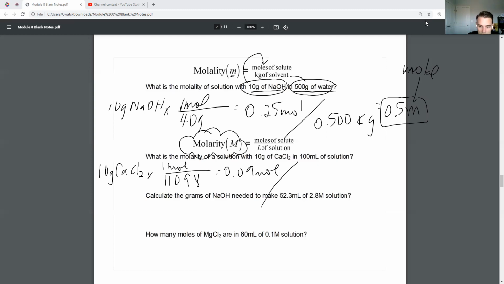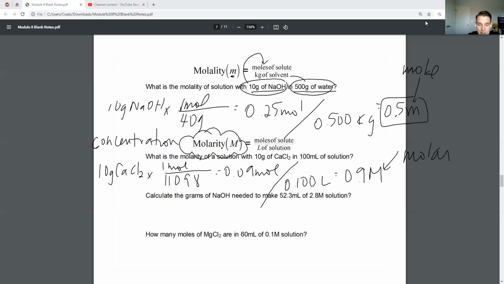And I'm going to divide that by 0.100 liters, because that's 100 milliliters into liters. And that gives me 0.9. And my unit is going to be a capital M. So that would be referred to as molar. So it's 0.9 molar. And molarity is concentration. Okay, so if you see the word concentration, know it's talking about molarity.